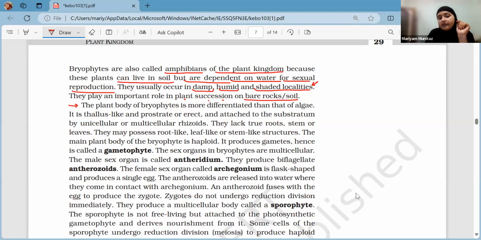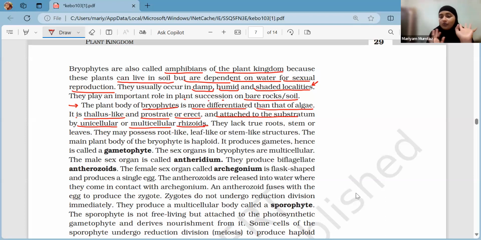Now, the plant body of bryophytes is more differentiated than that of algae. It is thallus-like and prostrate or erect and attached to substratum by unicellular or multicellular rhizoids. It is thallus-like, but more differentiated, meaning you can see certain parts and distinguish them clearly. It can either be prostrate, sort of bent, or erect, and it is attached to any substratum, whether a rock or the land, with the help of unicellular or multicellular rhizoids.